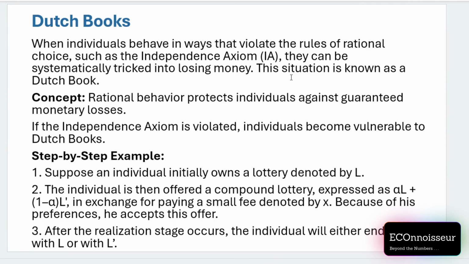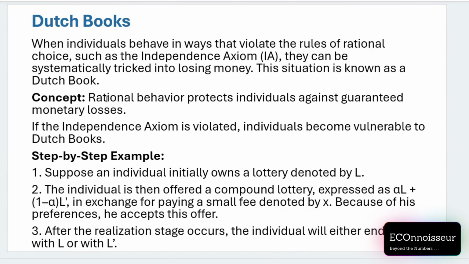When people take decisions different from the rational choices of expected utility theory, such as violating the independence axiom, they can be systematically tricked into losing money. This situation is known as the Dutch book.